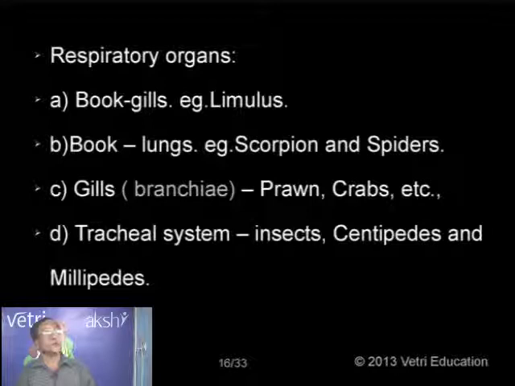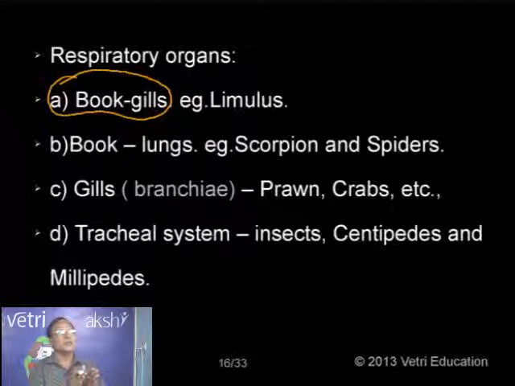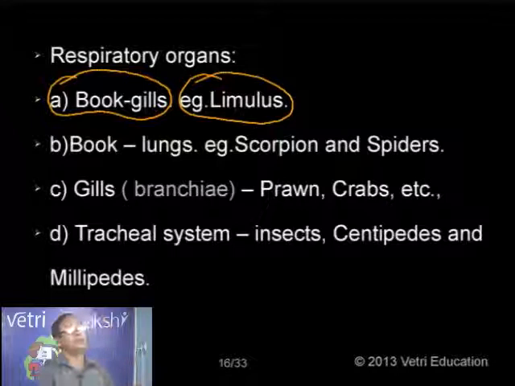In some cases, we have what are called the book gills. That means the gills are arranged just like the leaves of a book. When I am using the word gills, you know that it is only in the case of aquatic forms. Here the gills are arranged just like the leaves of a book and hence called book gills. That is seen in the case of one organism called limulus, which belongs to one peculiar group. This limulus is normally known as king crab.